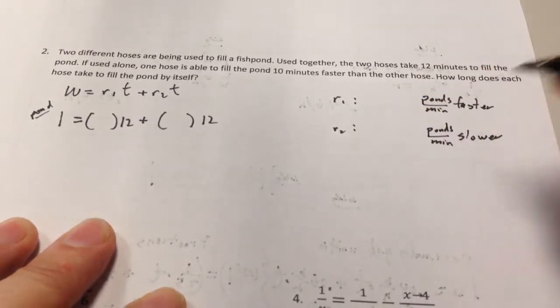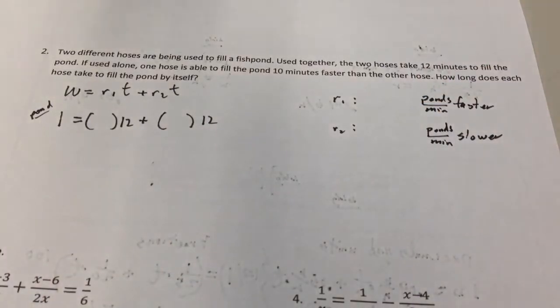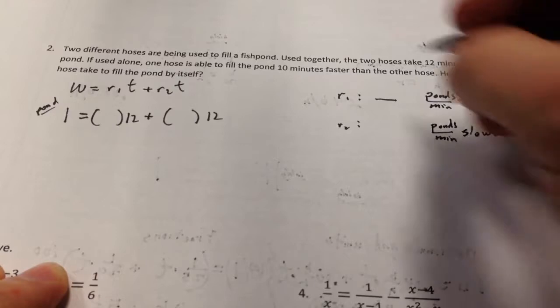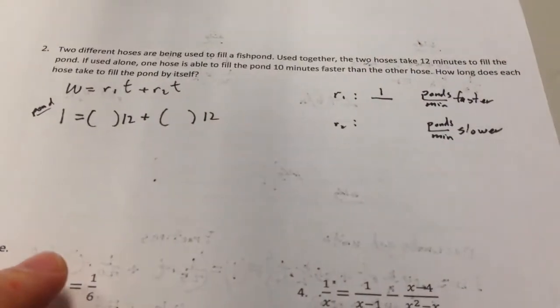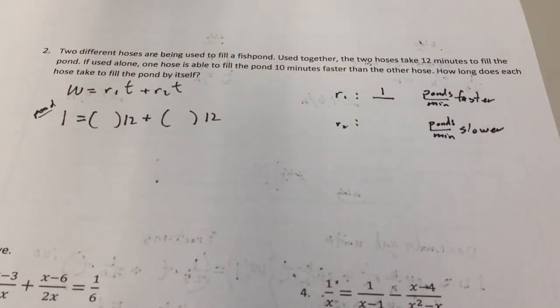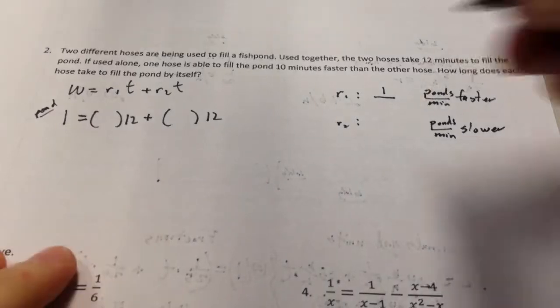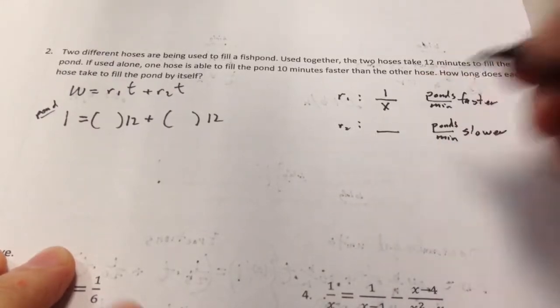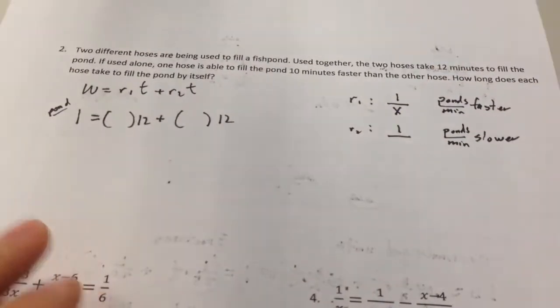So once again, I think writing down the units makes me think, okay, I kind of know what numbers go where. So in the top rate, how many ponds? 1. In how many minutes? Not 12. Do we know how many minutes? 10 plus. No. So let's make it an x. So what's going to be the unit for my other one?